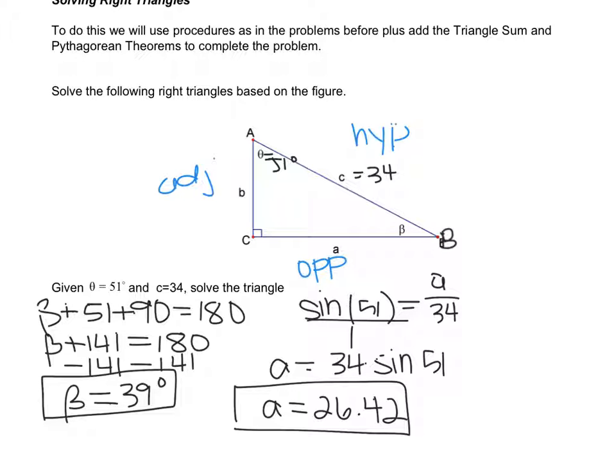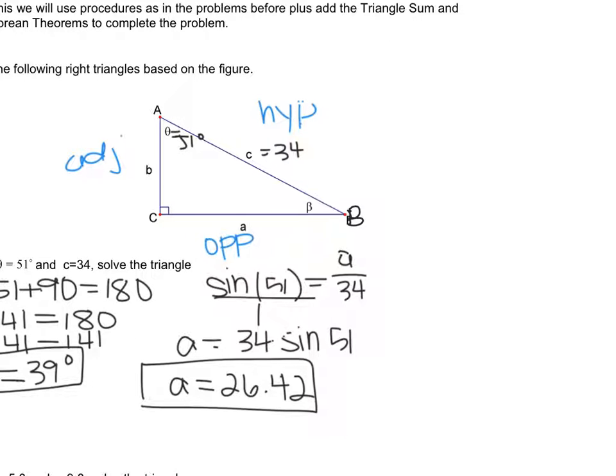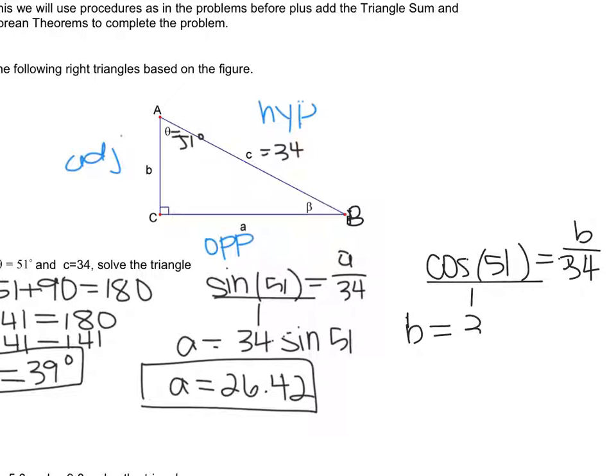So I'm actually going to use another trig ratio to solve for B. And this time I'm going to use the adjacent side and the hypotenuse. So we're going to use cosine. So cosine of 51 equals our adjacent side, B, over our hypotenuse, 34. Put cosine of 51 over 1. So when we cross multiply, we get B equals 34 times the cosine of 51. So when we evaluate that using a calculator, we get that B equals 21.40.